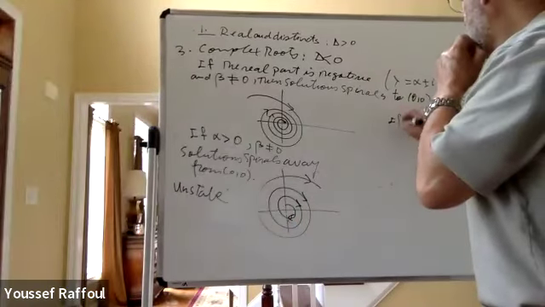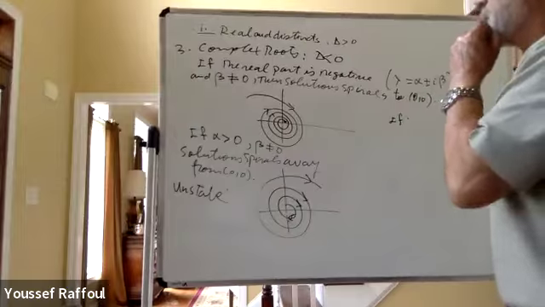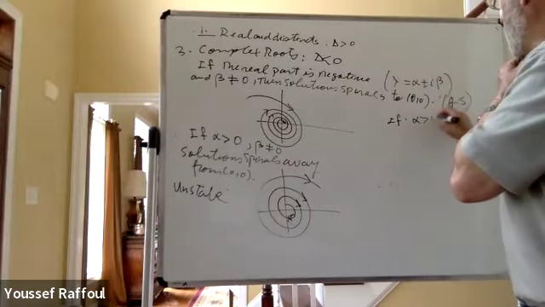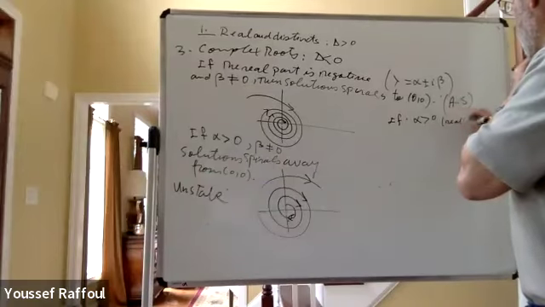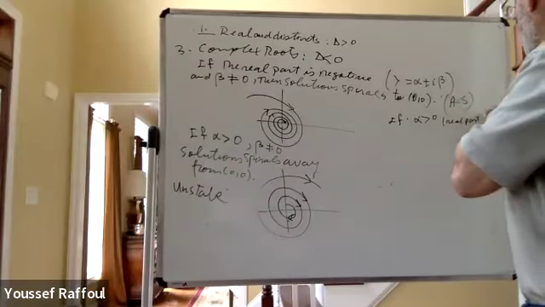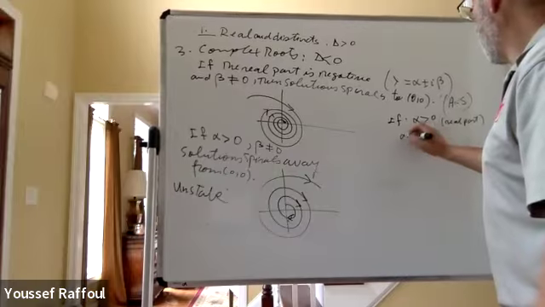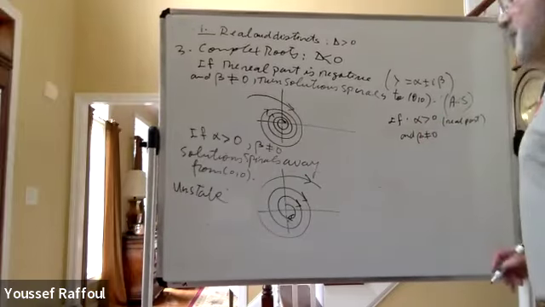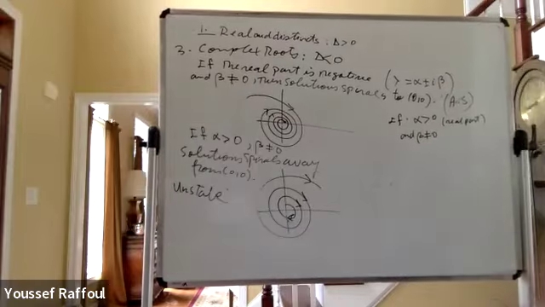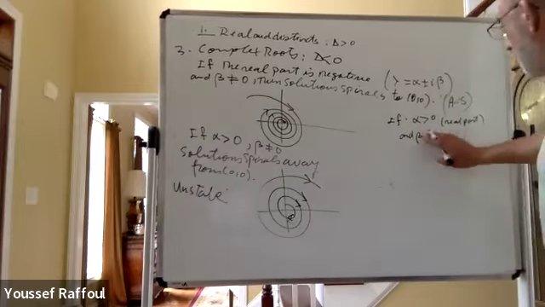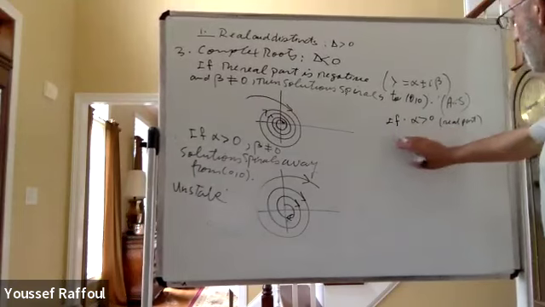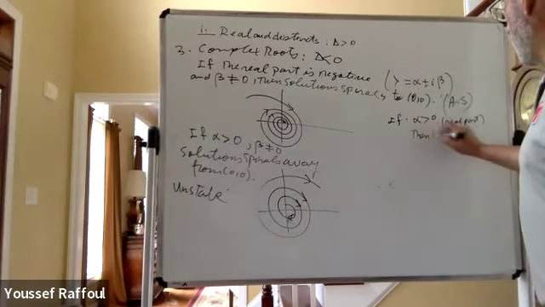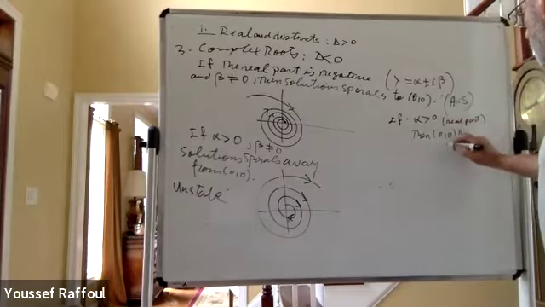Now, if alpha is positive, the real part, and beta is not zero, it doesn't really matter what beta is in this instance. If alpha is not zero, the real part, then 0, 0 is unstable.